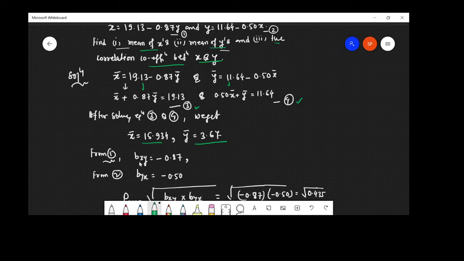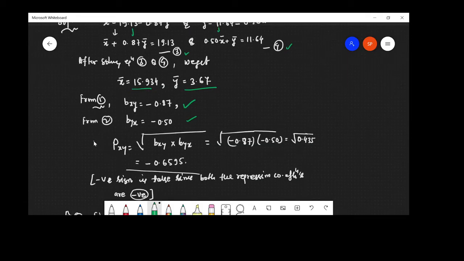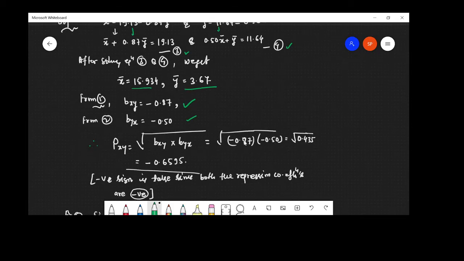bxy? Here the regression coefficient bxy is given as minus 0.87 from 1, and from 2, byx is given as minus 0.50. And after that we find rho xy is equal to the square root of bxy into byx, which is the square root of minus 0.87 into minus 0.50. Minus into minus is plus, so it is the square root of 0.435.